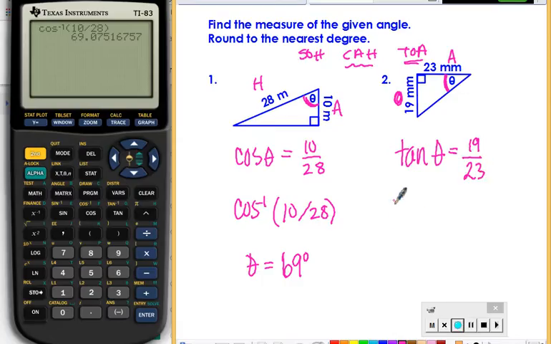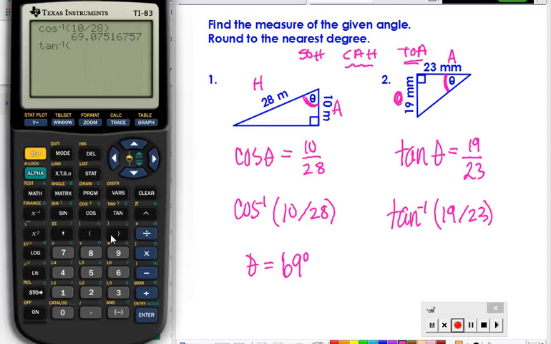We're trying to find the angle, so we have to use the second button to get inverse tangent, or tangent with a -1. We're trying to find the angle whose tangent equals 19 over 23. So I'm just going to type in second tangent, 19 divided by 23, hit enter, and round it to the nearest whole number. 39.55 rounds up to 40. So we'll give our answer as 40 degrees.